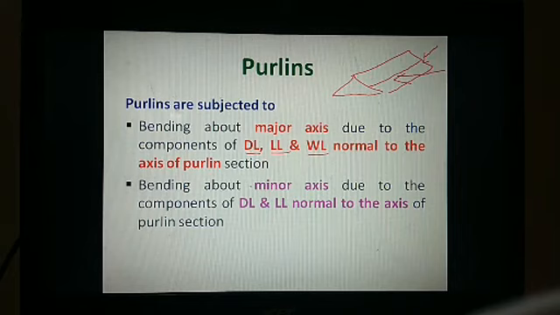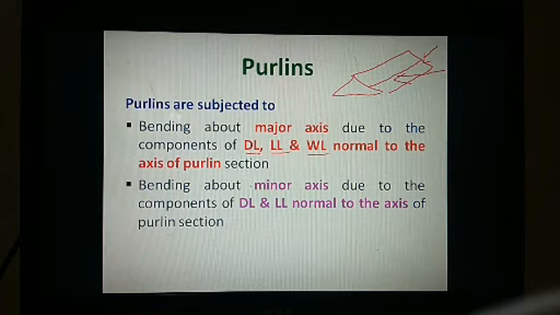So this force is a normal force. Normal means parallel to the axis of the purlin, and this force is a perpendicular force, which is a lateral force to the purlin. Understood? So this force makes your member, the purlin, go under bending, and this force makes your purlin go under axial force.